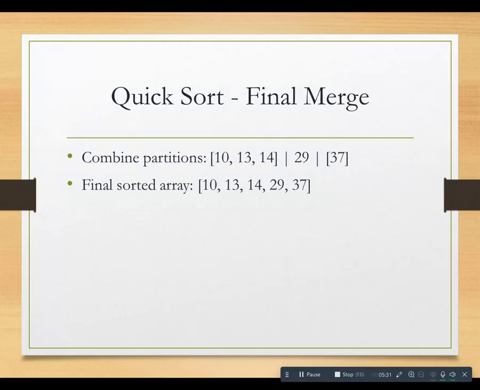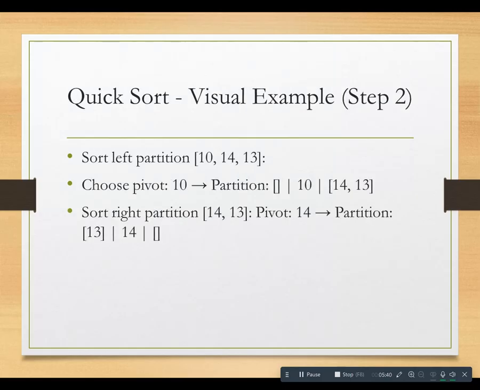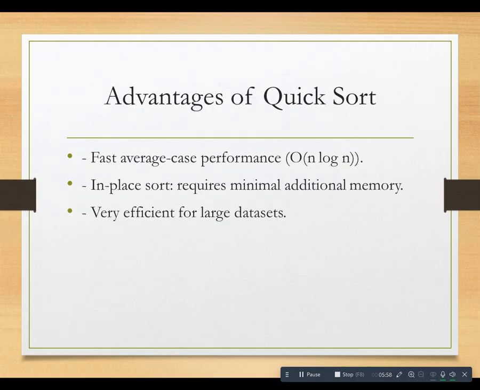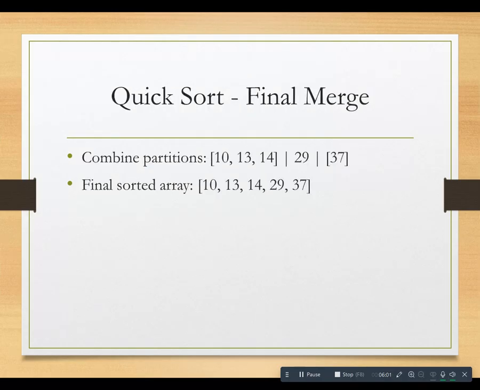Next we are going to combine these two partitions and get a larger array. After splitting the array into two halves, we are getting some numbers, and then we are going to sort them and combine them. So combining the partitions 10, 13, 14, 37 with 29 in the middle, we are finally getting the sorted array. So these are the steps in which you can solve quick sort.